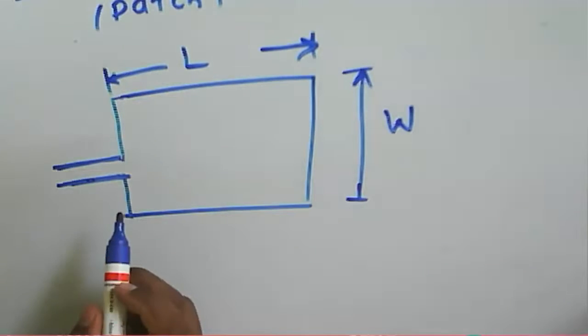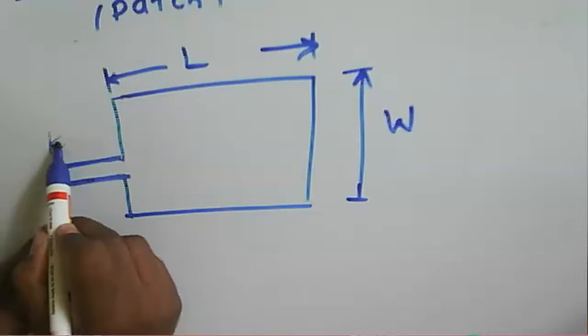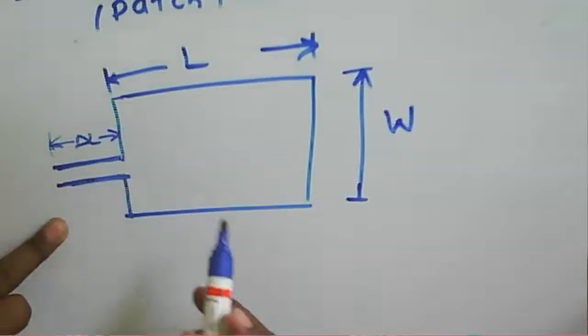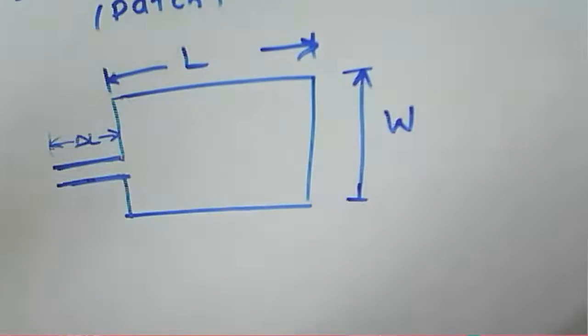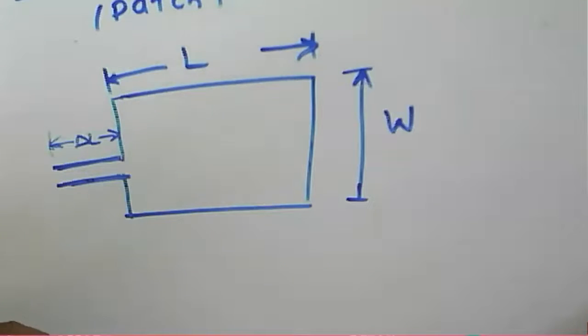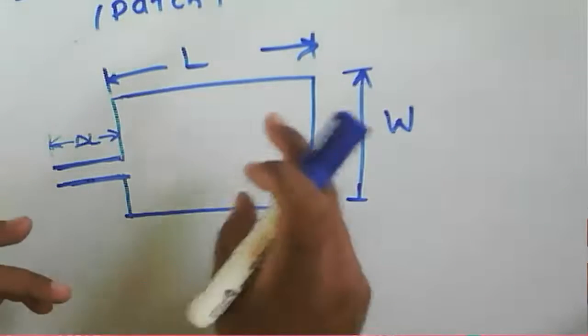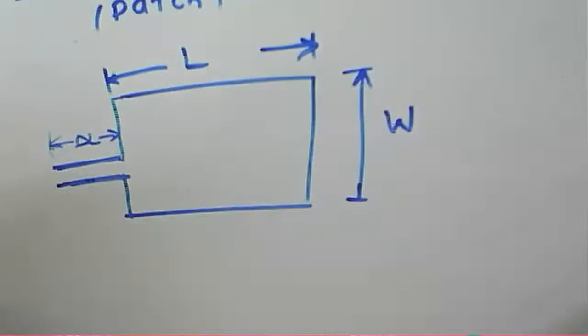And this is a small section, which we consider as delta L. This is the extended part that is useful for feeding the microstrip antenna. Then we need to find out the width to height ratio. What height? Height means the height of your substrate.